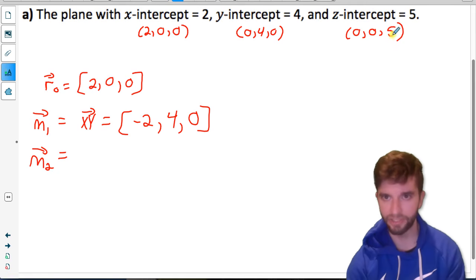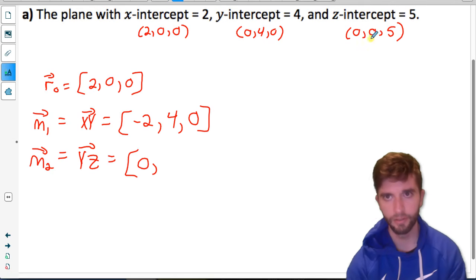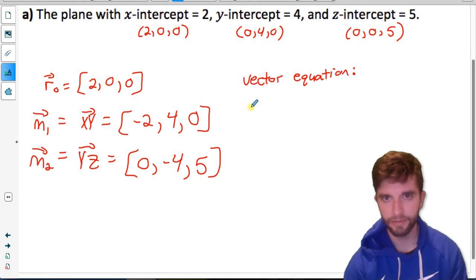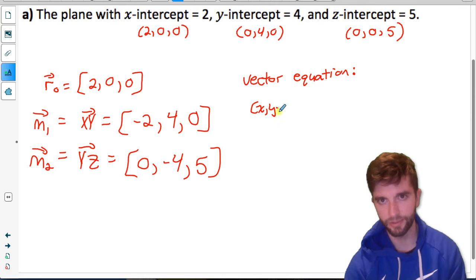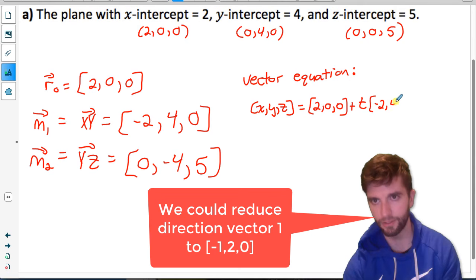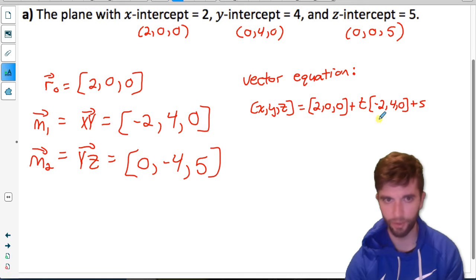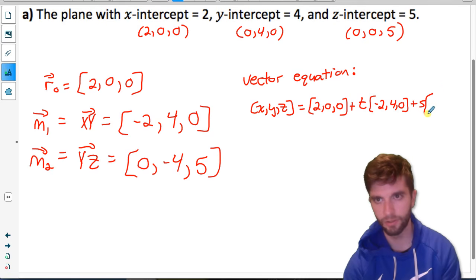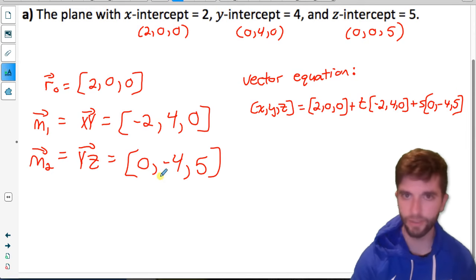So let's do yz. 0 minus 0 is 0. 0 minus 4 is negative 4. And 5 minus 0 is 5. So the vector equation of the plane would be xyz equals 2, 0, 0, that position vector, plus scalar multiples of the direction vectors. So I'll say t times direction vector 1, so t times vector negative 2, 4, 0, plus a scalar multiple, I'll make that scalar multiple s, of direction vector 2, 0, negative 4, 5. So that's the vector equation of the plane.